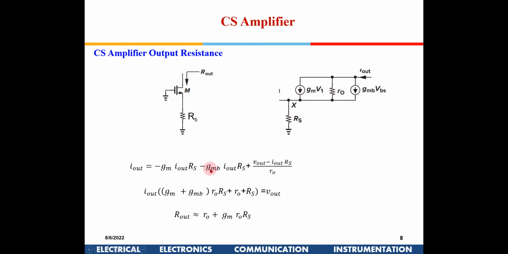So body is in ground, so this also becomes minus GMB I out RS. And what is the current going here? It is V out minus I out RS divided by R0, right? So I multiply by R0 and I write like this, so I get this particular equation. And then since this RS is much lower as compared to R0, this is in kilo ohms, this will be in mega ohms, and this is an approach. So I make an approximation. GMB I am assuming to be much lesser than GM. So this is the equation finally I get.